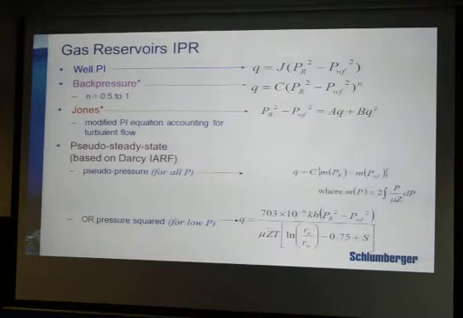In case of gas reservoir, 2 things come into play. One is compressibility, and second is the variation of mu and z. In case of oil reservoir, mu and z are considered to be constant. In case of gas reservoir, they cannot be considered constant. The pressure is considered to be a function of P by mu z.